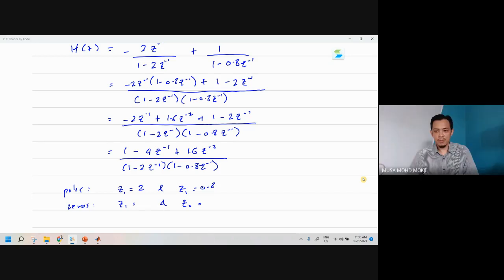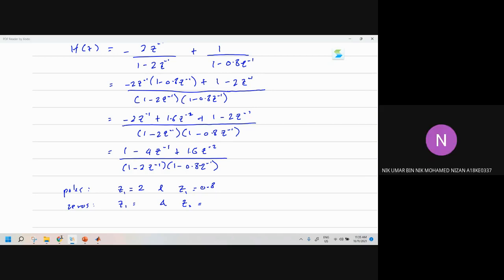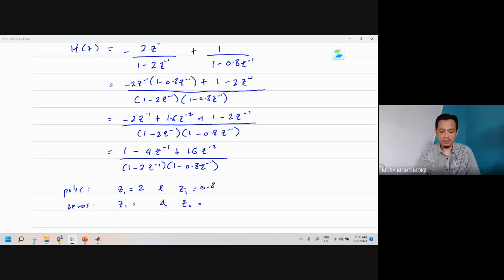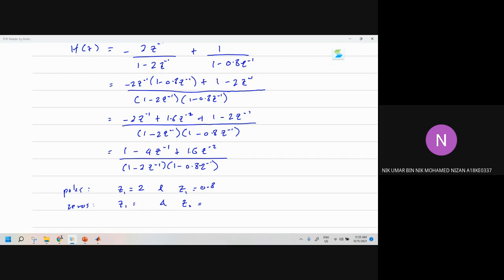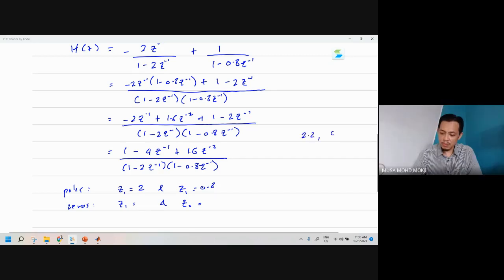Z equals 3.54 and the other one is 0.45. Okay, any other answer? Same thing? 2.2. The other one, 0.3. 2.2, 0.3. Yeah.